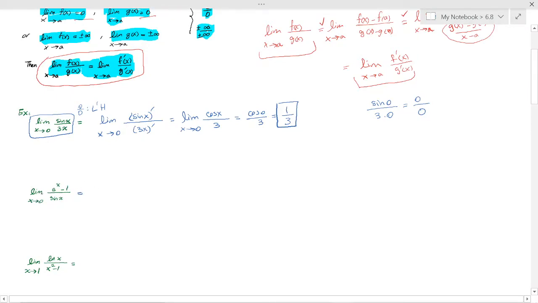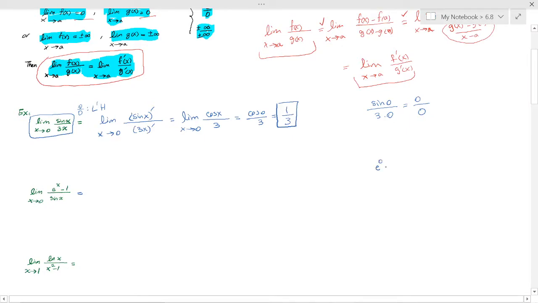Here's the next example. Limit of e to the x minus 1 divided by sine x. What you need to check is always replace 0 or a, and figure out if the limit is in indeterminate form. If this was 1/5, I wouldn't apply L'Hopital's rule. But if it's something like 0 over 0 or infinity over infinity, then in that case I have to apply L'Hopital's rule. So let's replace 0.